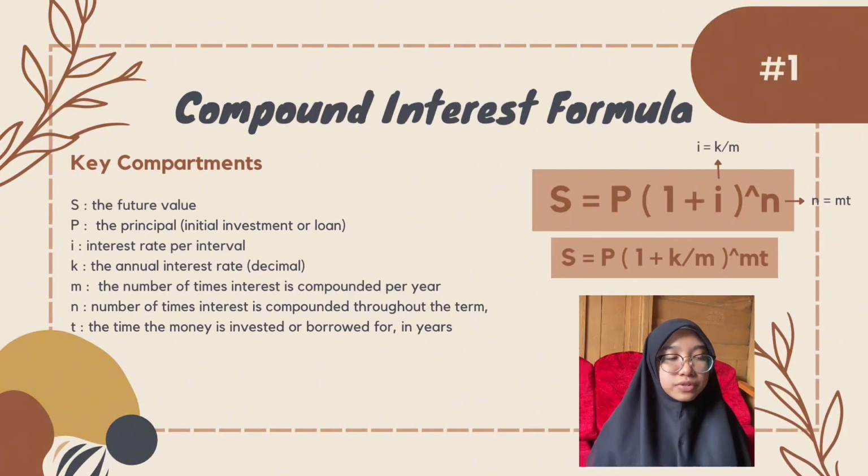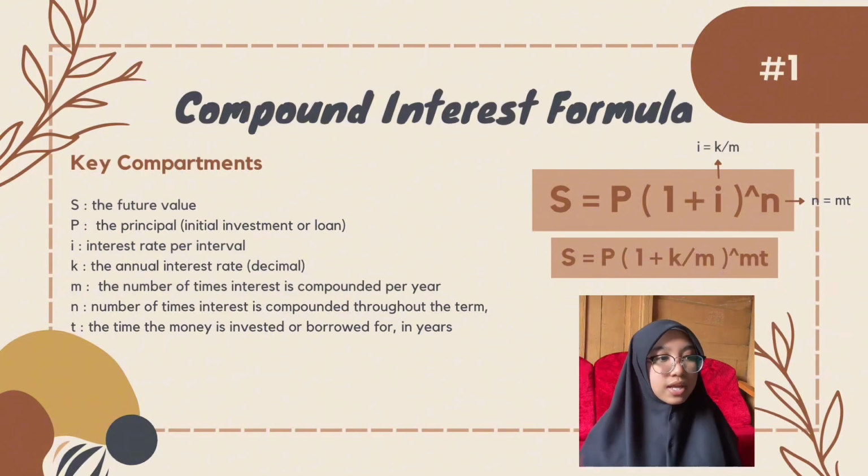S refers to the future value. P is the principal, which is our initial investment or loan. i is the interest rate per interval, which you can get by dividing K by m, where K is the annual interest rate, which you would convert to its decimal form, and m is the number of times interest is compounded per year. n is the number of times interest is compounded throughout the term, which you can get by multiplying m and t, where t is the time the money is invested or borrowed for in years.